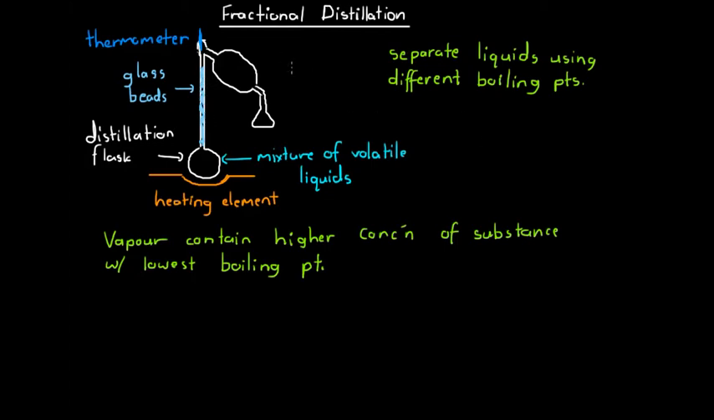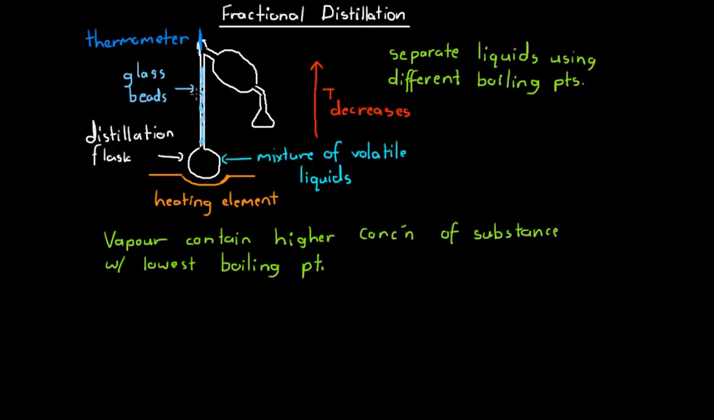So another important factor to be aware of is that as we move up the column, the temperature decreases. So as we move up the column, not all substances will remain as vapor because the temperature is getting lower. As the temperature gets below the boiling point of a substance, that substance will condense on the glass beads, drip back down, and then as it drips back down, it will get hotter. It will get to a hotter part of the column and evaporate again and move back up.